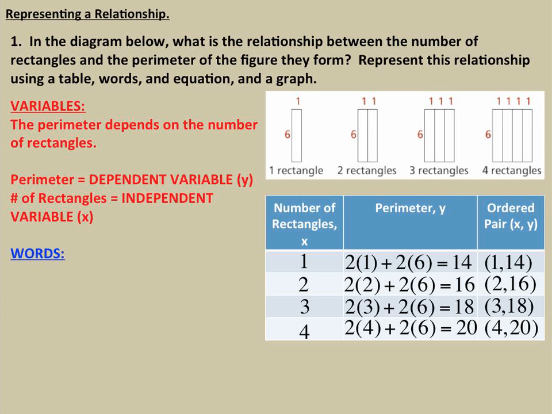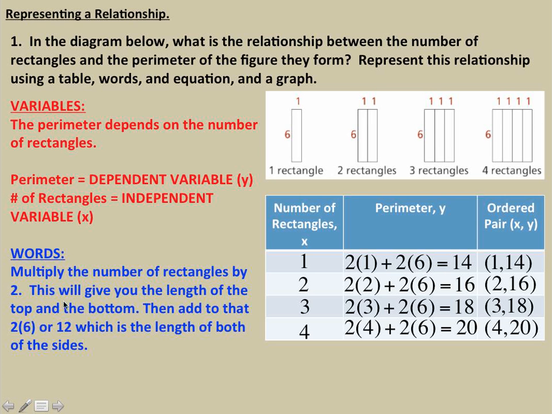All right, awesome. So remember, perimeter is easy to find, just add up all the sides. All right, so in words, well, you multiply the number of rectangles by 2.